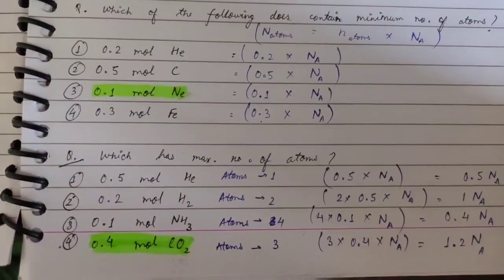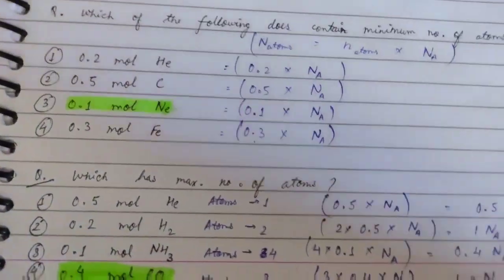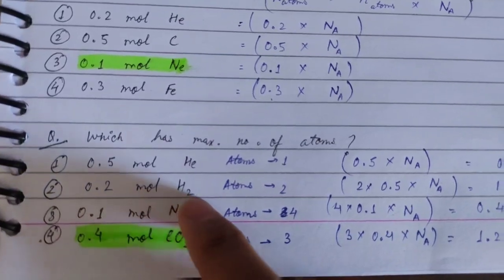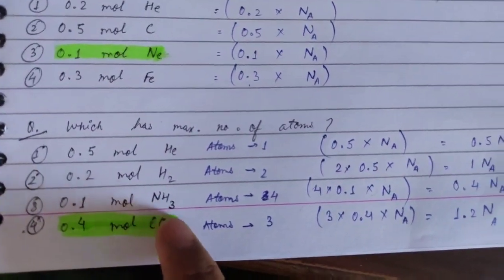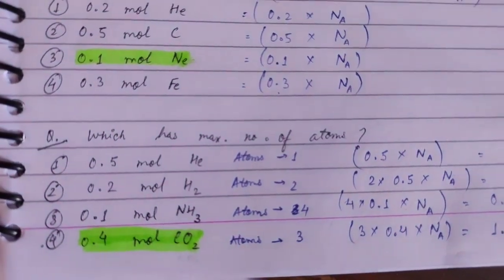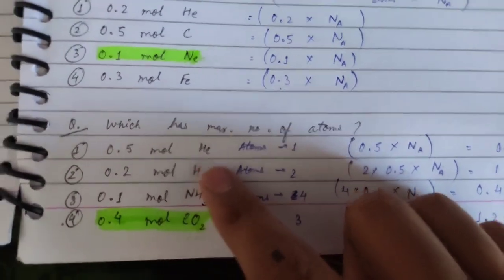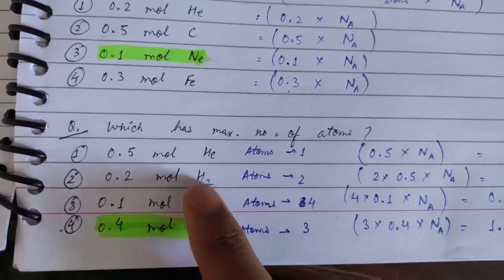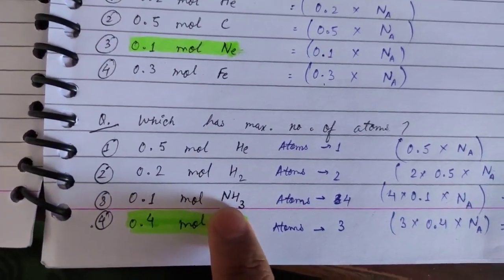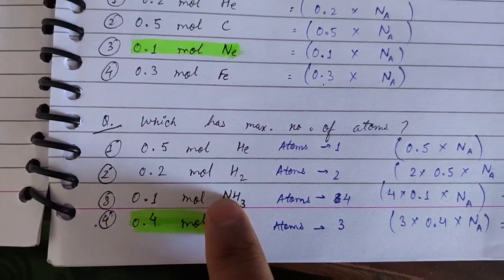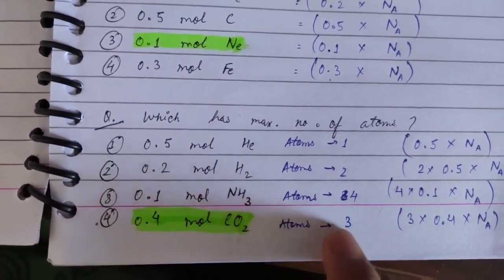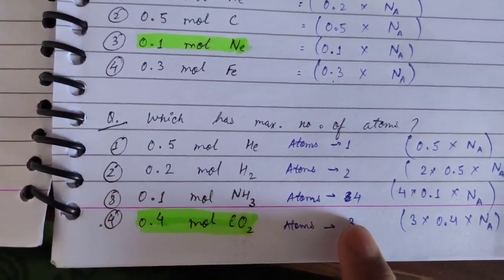Now the next question is which one of the following has the maximum number of atoms. So here, see: 0.5 mole of He, 0.2 mole of H2, 0.1 mole of NH3, or 0.4 mole of CO2. First we have to see whether all the given options are atoms or not. Helium, yes, it is an atom. H2 is a molecule, so the number of atoms in H2 is 2. NH3 is a compound, so it has 4 atoms: 1 of nitrogen and 3 of hydrogen, so it gives us 4. CO2 has 3 atoms, 1 of carbon and 2 of oxygen, so atoms will be 3.